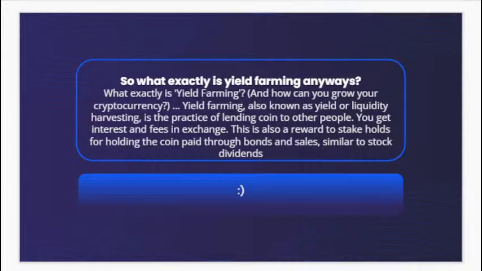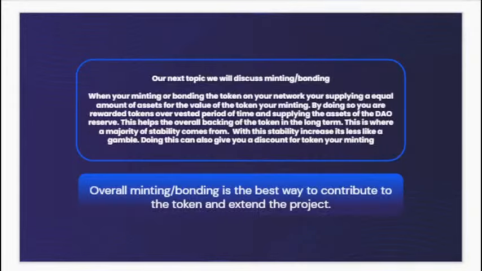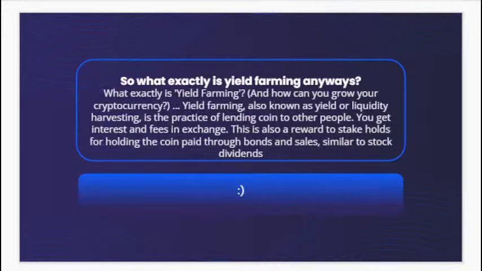itself. As the same goes for when you're minting, I can't really explain it like that. I'll dive into it more in 1 second after this next slide when it comes to minting. But yield farming is essentially getting tokens for investing into the token itself.